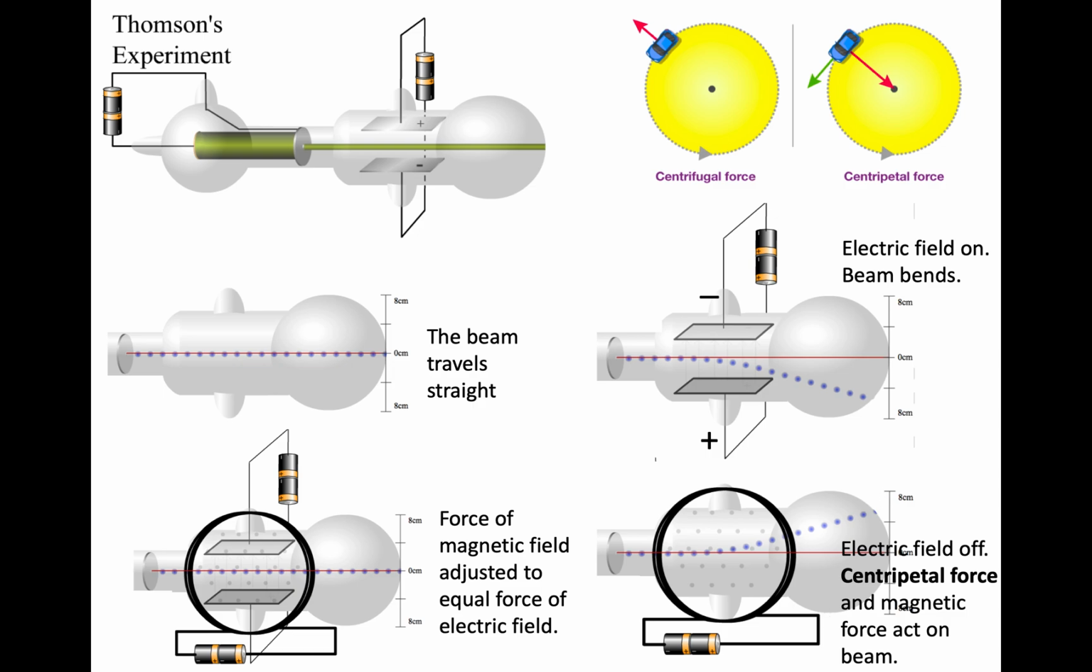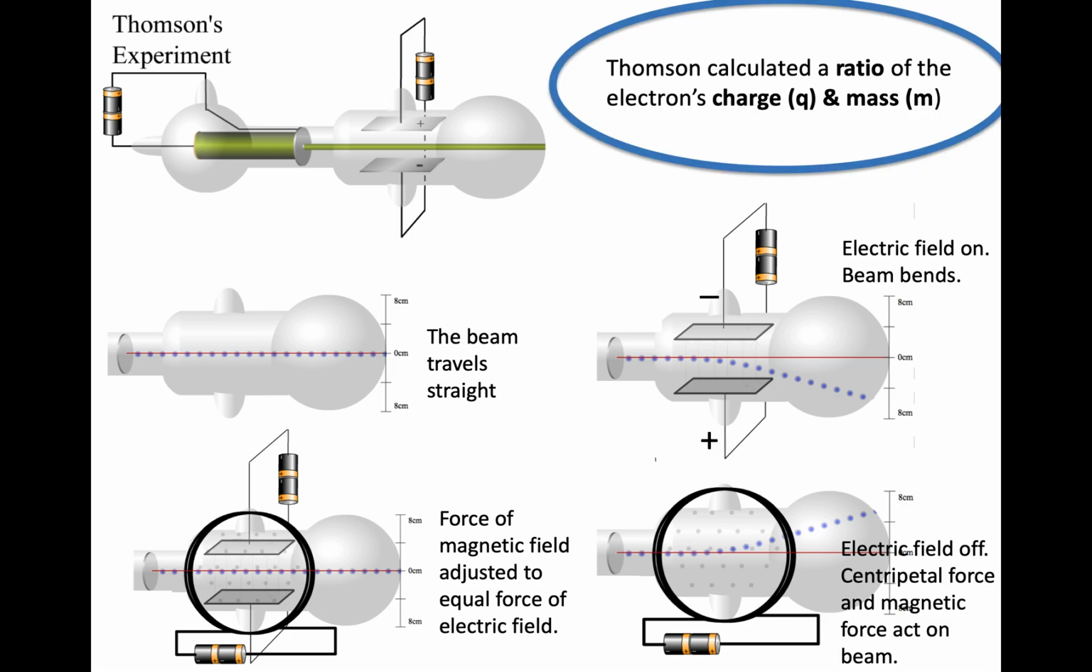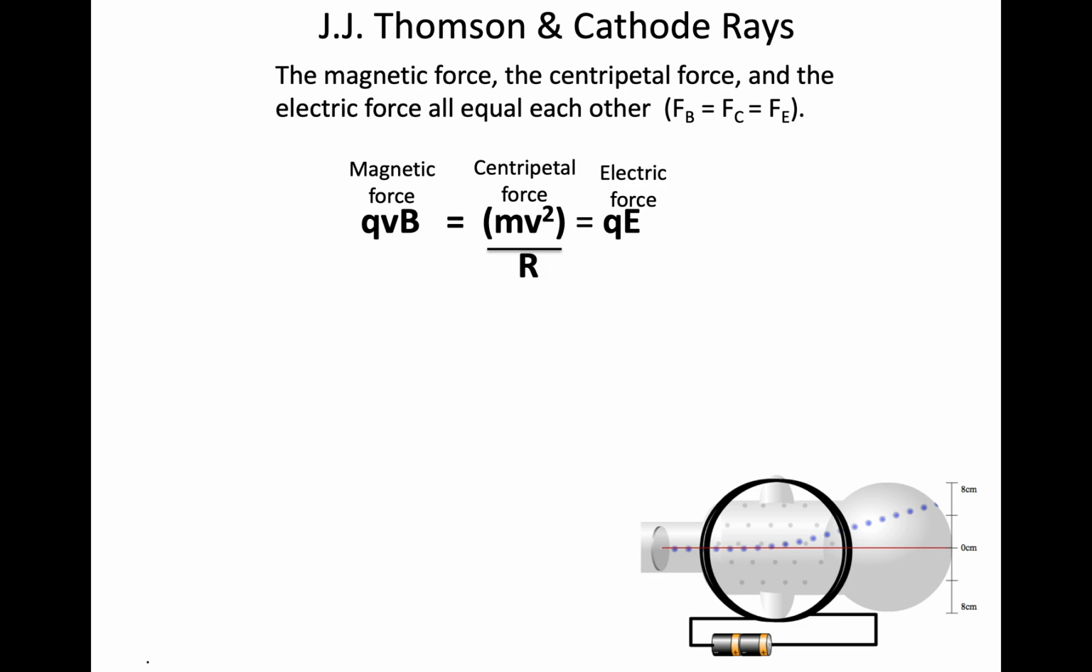Also acting on the beam will be a centripetal force. Same kind of force you might experience when you're taking a turn in a car. So J.J. Thomson is going to use this information to calculate a ratio involving the charge and the mass. There are three different forces in play: magnetic force, centripetal force, and electric force. He has turned the dial so all of these are equal to each other. I show a description, the equation for magnetic, centripetal, and electric force.